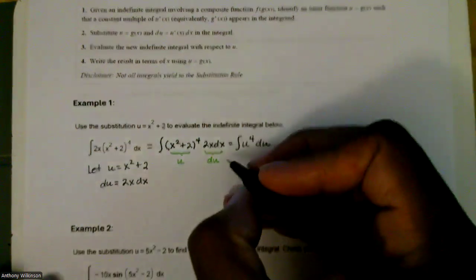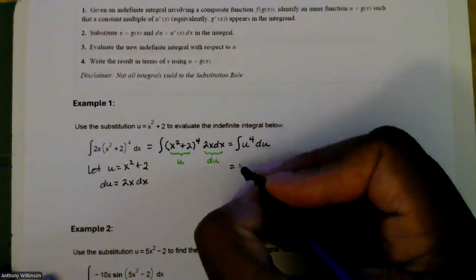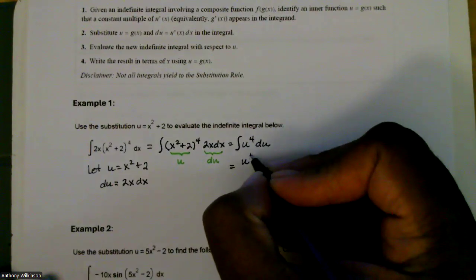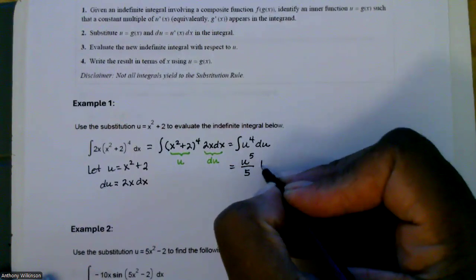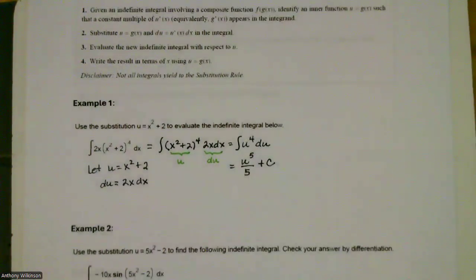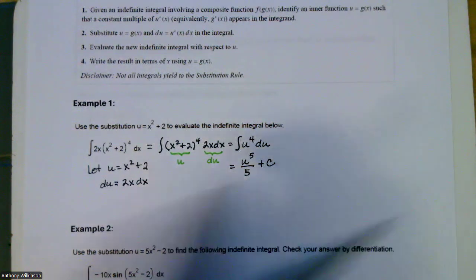So to integrate using the power rule, I just increase the power by 1. So it'll be 4 plus 1, which is 5, and it'll be divided by the new exponent, which is 5. And I'm going to include the plus c because this is an indefinite integral. With all indefinite integrals, you must include that plus c.